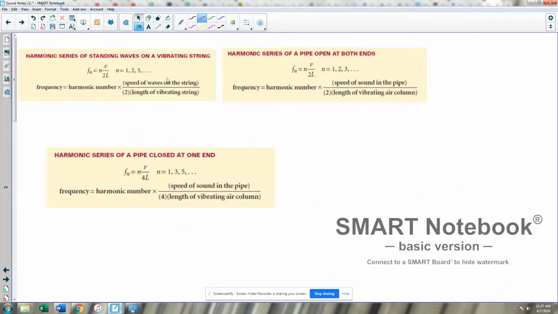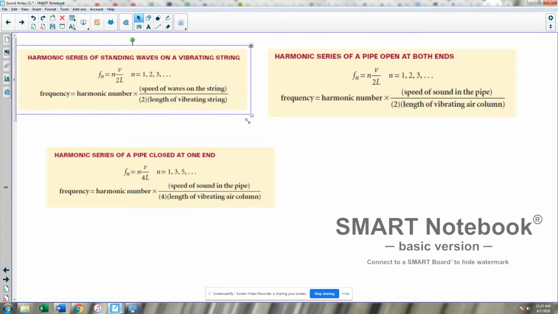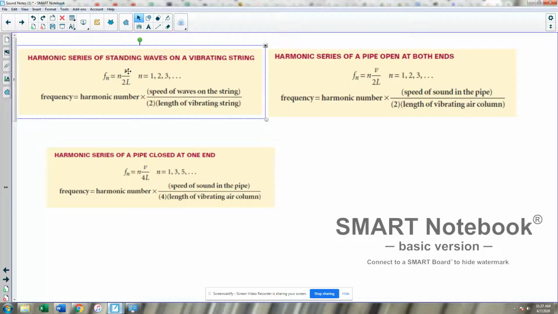So I can show you the relationships for these. There's an equation describing all three of these different relationships. The first two are almost the same. For the waves on a string, the frequency of the nth harmonic is the harmonic number, times the speed of sound for the string, divided by 2 times the length of the string. So for the second harmonic, I'm just going to put n equals 2 in here, and that doubles the fundamental frequency. For the third one, I'm going to triple it.